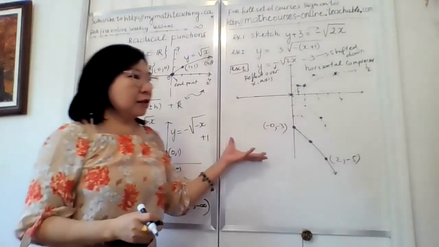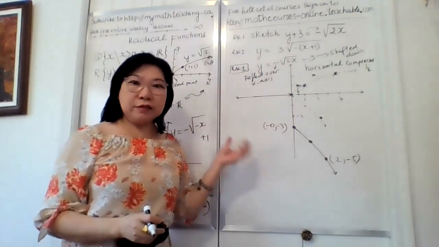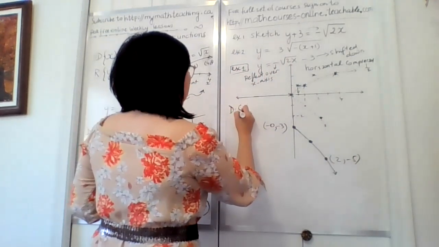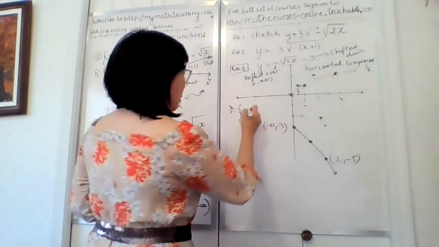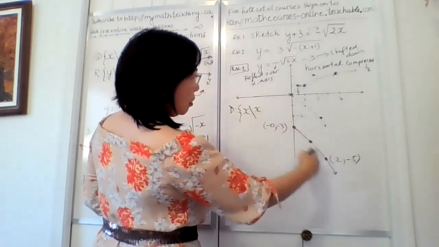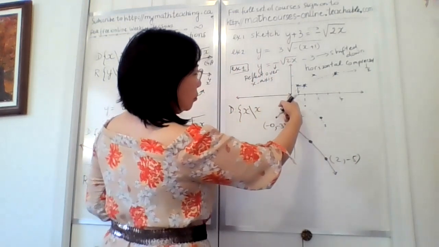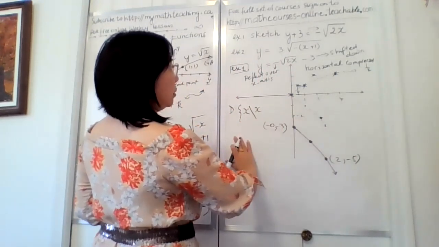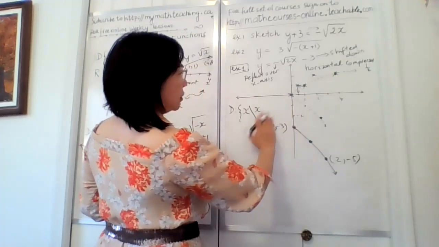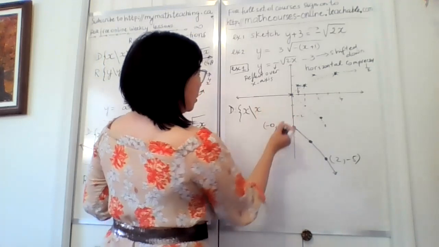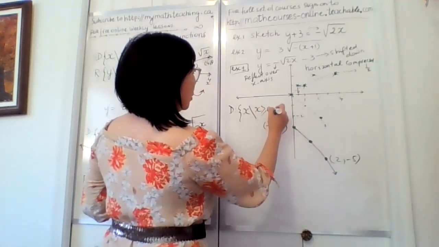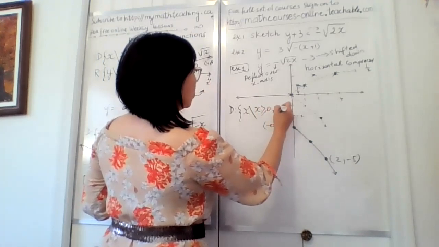So let's find out the domain and the range of this graph. Our domain for this graph will be a set of x such that x will be from 0, right? It does not go this way. So it does not reflect over the y-axis. So it will be a set of x such that x has to be bigger than or equal to 0, and x belongs to the real numbers.